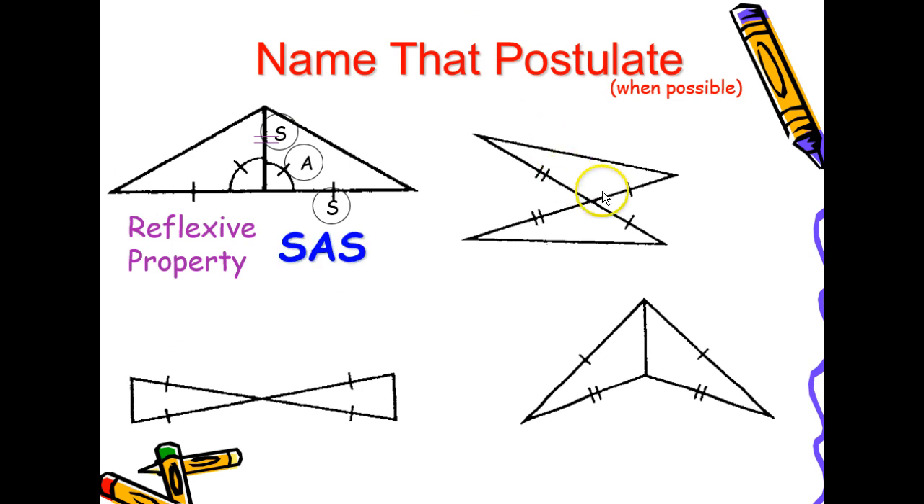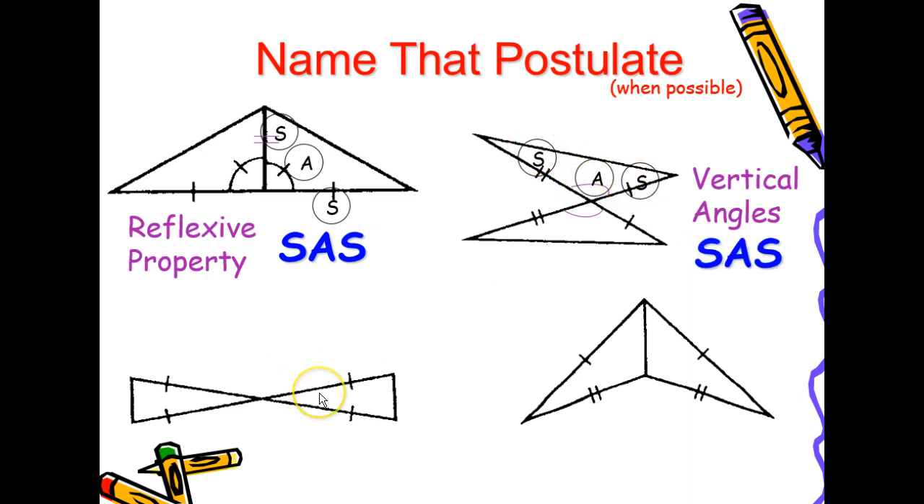Alright, next picture. I see an S and an S. Is that all we got? No, because you recognize that this is a vertical angle. So first thing we do is mark those as congruent because of vertical angles theorem. Now we're going to mark our S, A, S. You'll see clearly that we have side, angle, side, congruence.